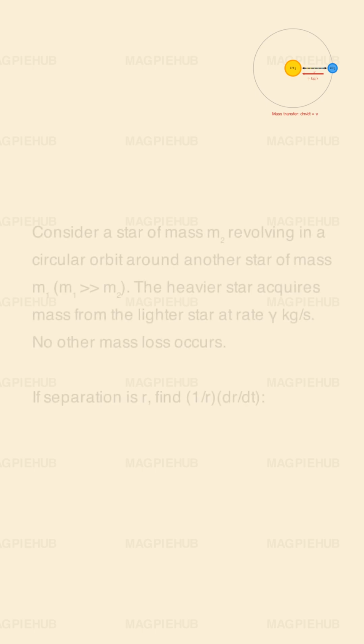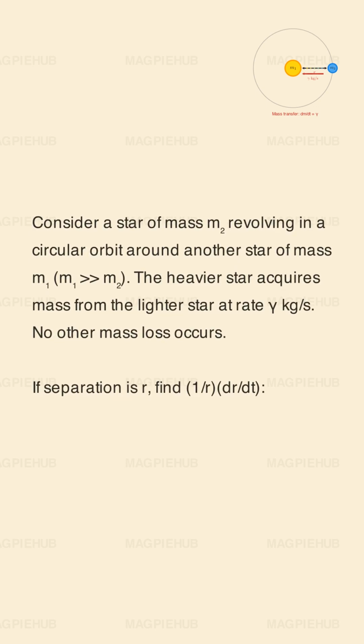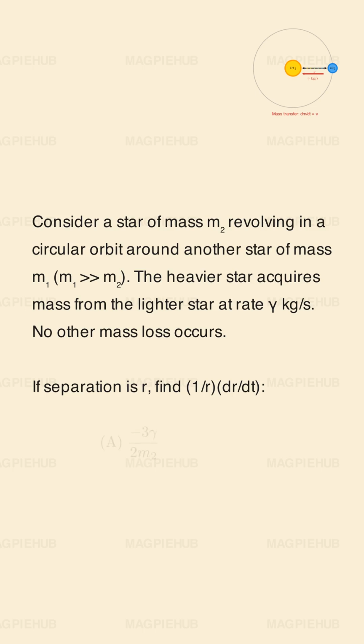Here is the question. Consider a star of mass m2 revolving in a circular orbit around another star of mass m1, where m1 is much greater than m2. The heavier star slowly acquires mass from the lighter star at a constant rate of gamma kilograms per second, with no other loss of mass. If the separation is r, find the relative rate of change, that is, 1 over r times dr/dt.